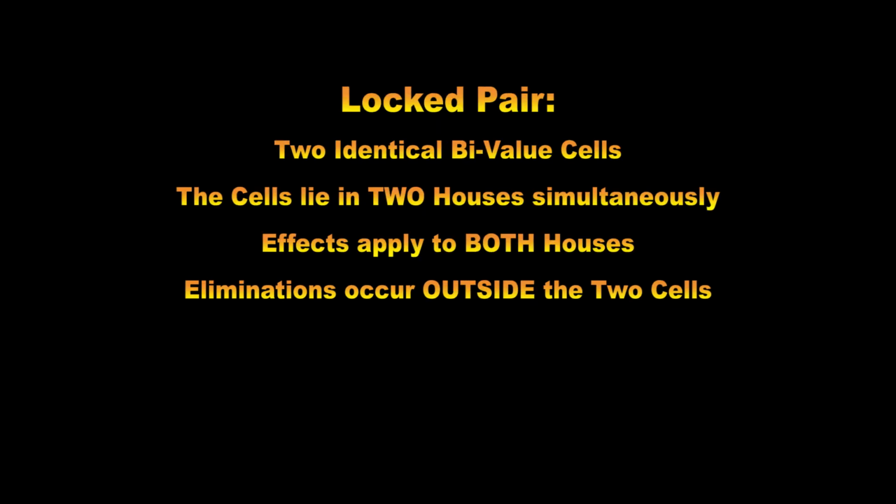A locked pair is exactly the same as a naked pair, except that it lies in two houses at the same time. It will be two identical by-value cells that lie in the intersection of either a row and a block or a column and a block. And because it lies in two houses simultaneously, the effects apply to both houses. And just like a naked pair, the eliminations occur outside of the two cells. So let's see what this looks like.